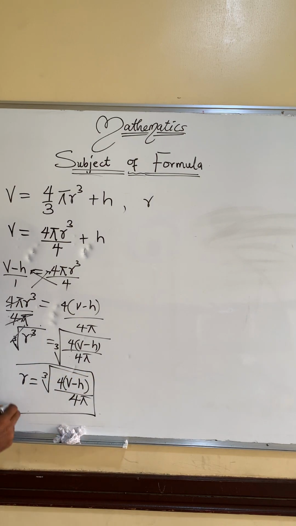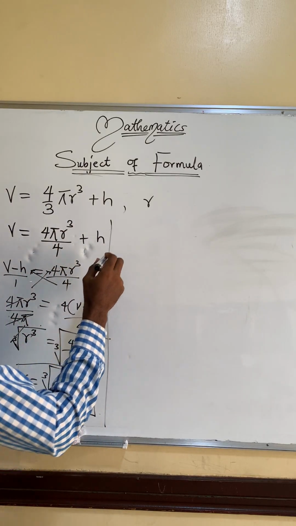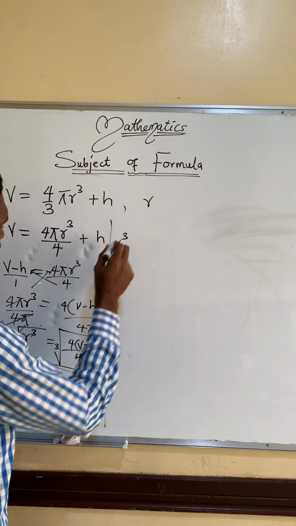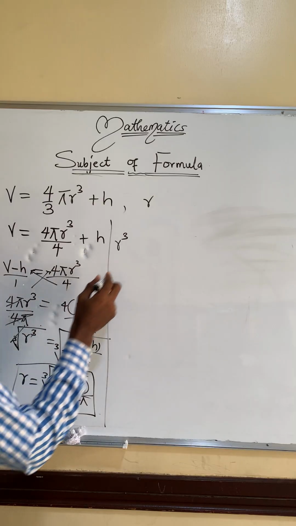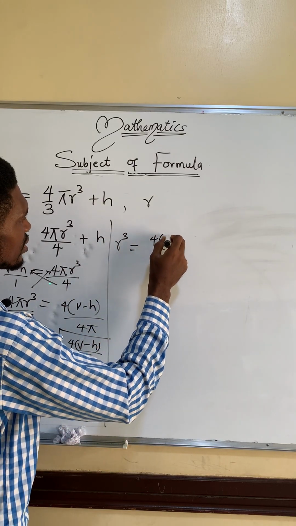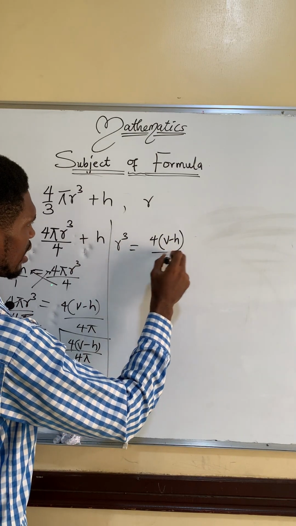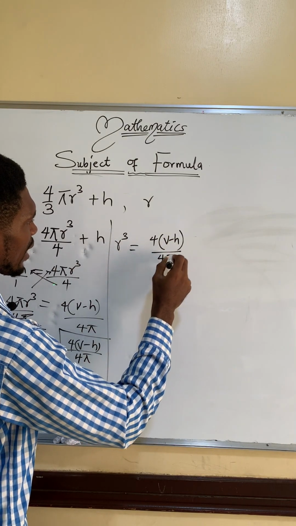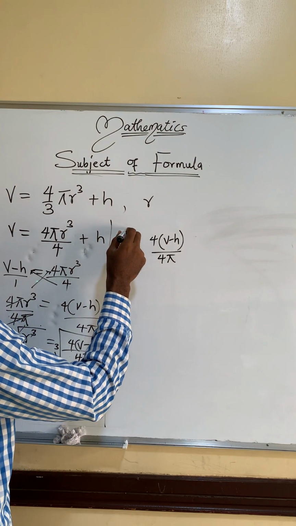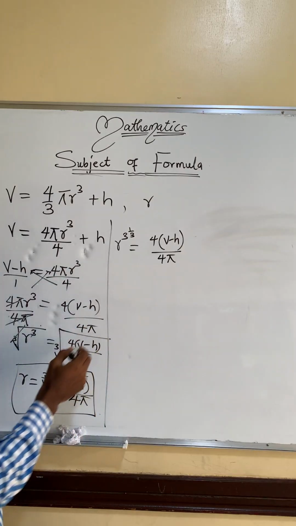So if you do not understand, if you are wondering how we introduce cube roots, we can also solve it this way too. Here we stopped at cube of R. R cubed is equal to 4 into bracket V minus H over 4 pi.